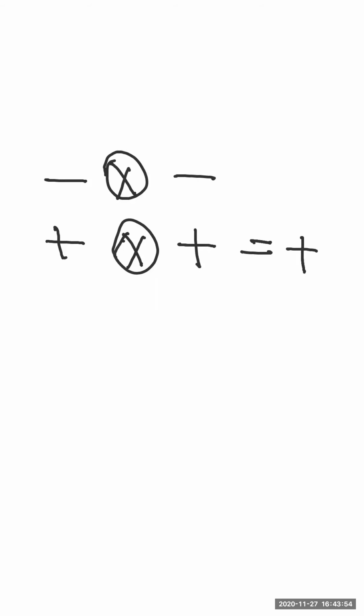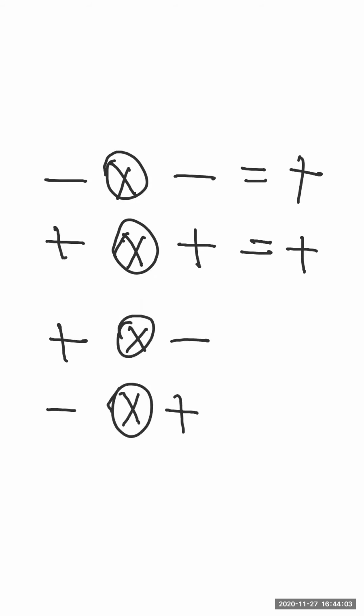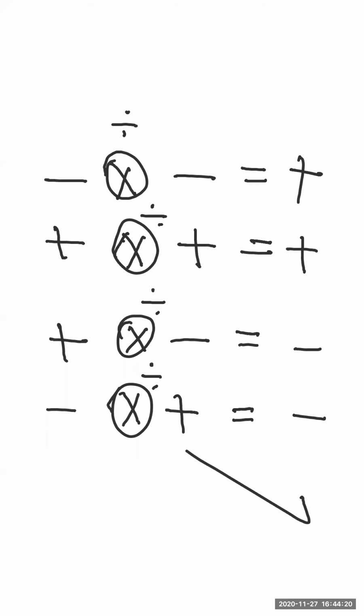Then again, guys, as I told you, if it's two same signs, then multiply, it will be positive. If the two signs are different, it will be negative. And also, guys, this rule applies also to division. If I divide two negative numbers or two positive numbers, it will be positive. If I divide positive and negative, or negative and positive, it will also be negative. So this rule is for multiplication and division.